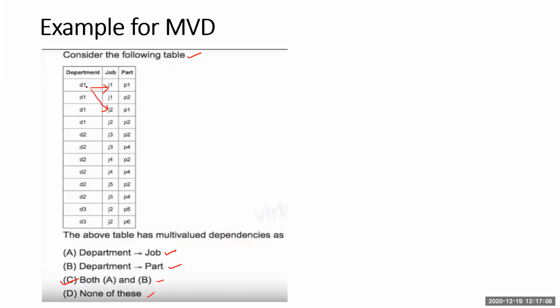How is that? The department has two jobs, J1 and J2, and each of J1 and J2 has two parts. This was our redundancy check when we saw multivalued dependency. If this is there, then directly you can say the answer is C. But if you get this problem in an exam, then you have to prove it directly. You can't just pick it. You have to prove it.